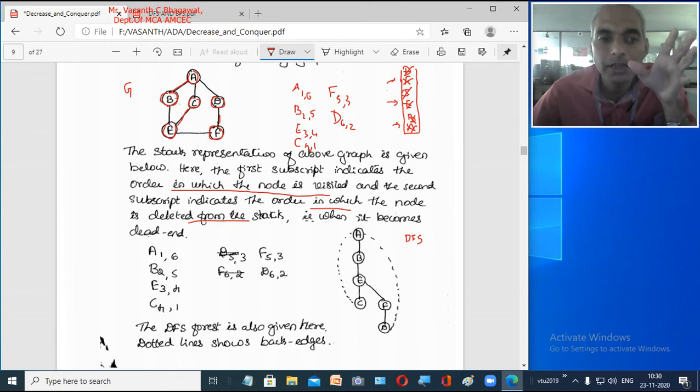So you are going to say A, that is the vertex which you are going to visit, and it is represented with 2 subscripts. The first subscript indicates the order in which the nodes enter into the stack, and the second subscript indicates the order in which the nodes are popped from the stack. Clear? Now this is your result. So the same thing is written here. So what we have done here, that is A.